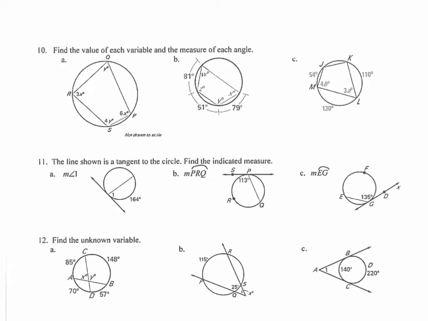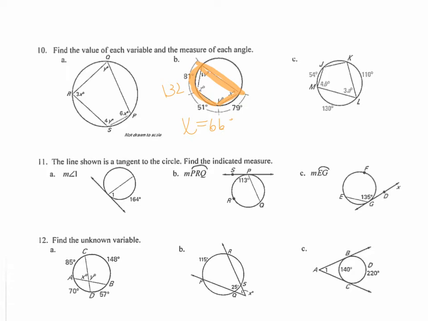Let's do 10B. Whenever you see a problem like this, my advice is, if you can, go in alphabetical order and see if you can figure something out. So I'm going to start with X. X uses this piece of pie. It uses the arc 81 and 51. So 81 plus 51 makes 132. So 132 divided by 2, because it's an inscribed angle, X is 66 degrees.